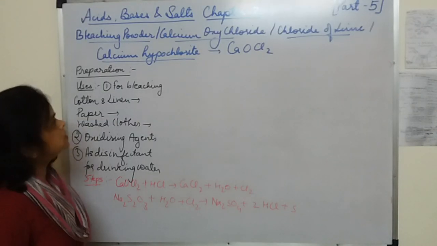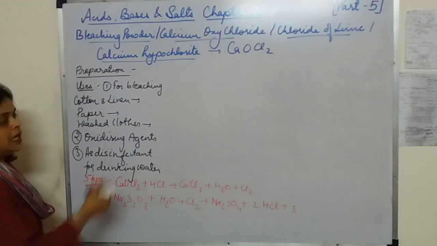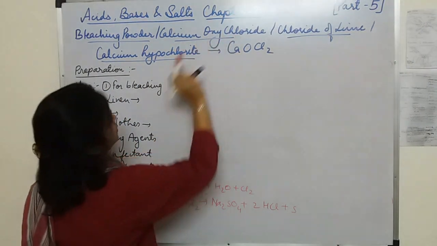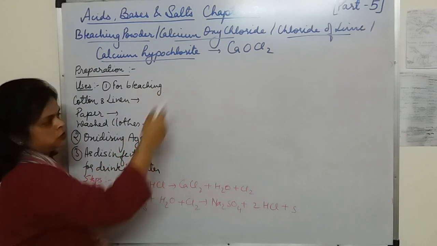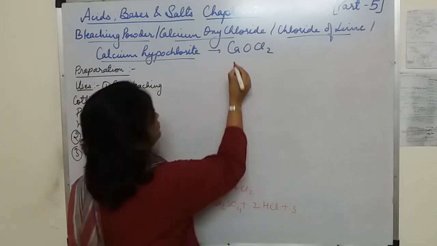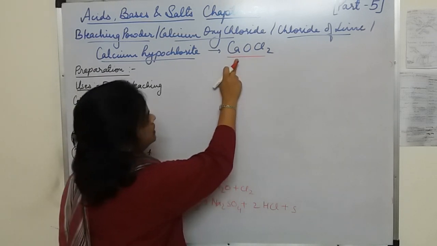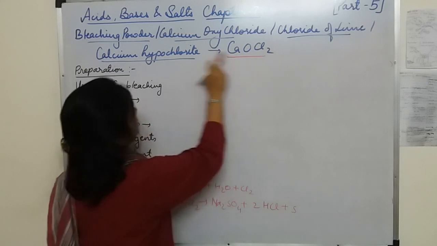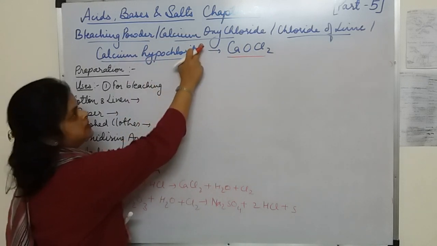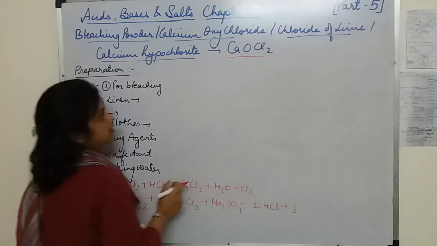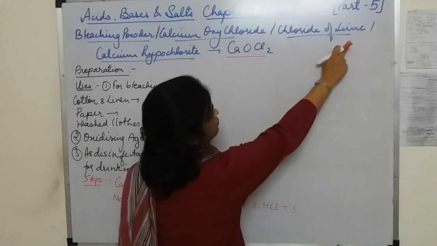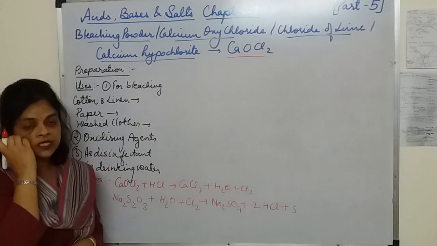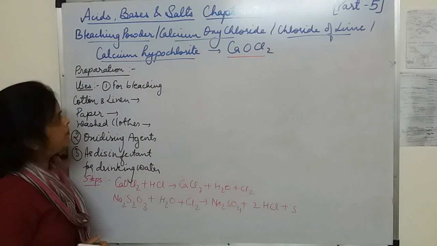Our second compound is bleaching powder. The other names of bleaching powder include calcium oxychloride. First of all we should see the chemical formula. It is CaOCl2, calcium oxychloride. Bleaching powder is also called calcium oxychloride or chloride of lime or calcium hypochlorite. So these are the various names of bleaching powder.